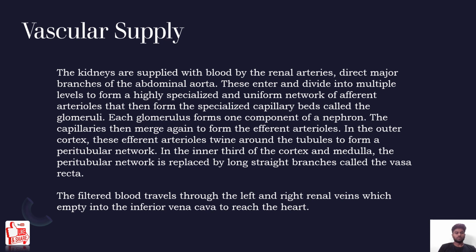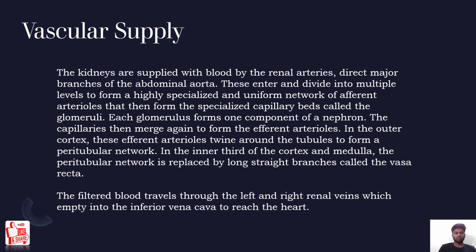Vascular supply. The kidneys are supplied with blood. The renal arteries are direct major branches of the abdominal aorta. These enter and divide into multiple levels, forming a highly specialized and uniform network of afferent arterioles that then form the specialized capillary beds called the glomerulus. Each glomerulus forms one component of a nephron.